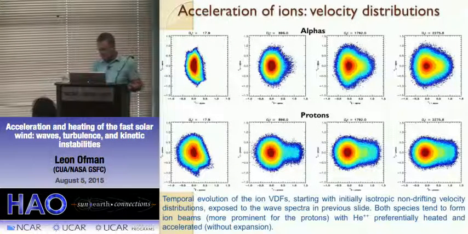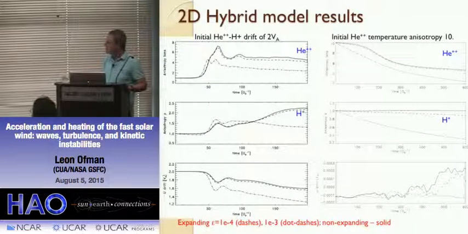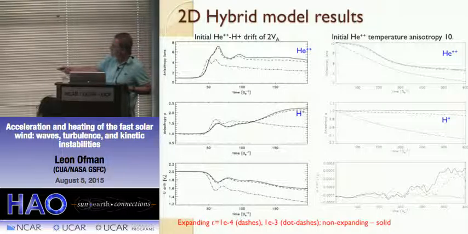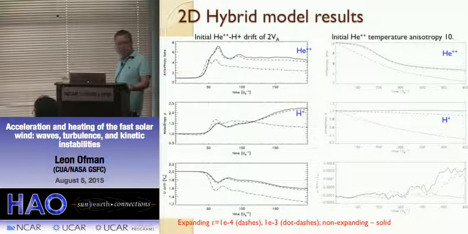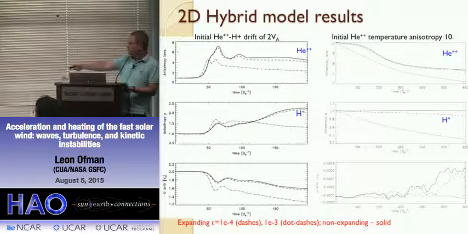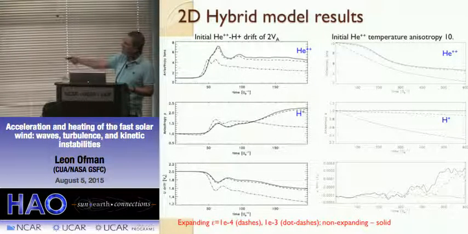So the other effect which is important is, again, the drift. So we've seen the formation of a beam, but then this can also cause the formation of a drift. So now, if you start with a drift, as you can see here, this is exaggerated, of course, to 2 alpha in speed just to make the evolution faster. You can see that within a very short time, several tens of gyro periods, the drift starts to relax. And then at the same time, you see heating of both helium and protons.